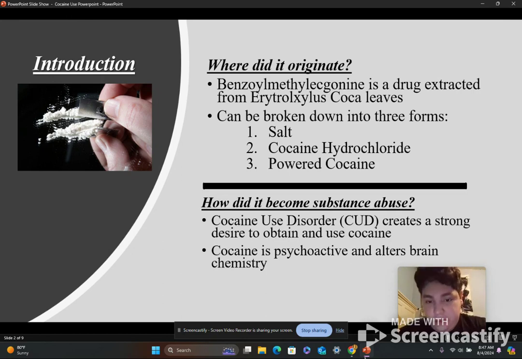And how does this cocaine become a substance abuse? Well, the overuse of cocaine is called CUD, cocaine use disorder. It creates a strong desire to obtain and use cocaine. And that's because the cocaine is psychoactive and alters the brain chemistry, so you want it more and more and more, craving it like an addict, hence substance abuse.